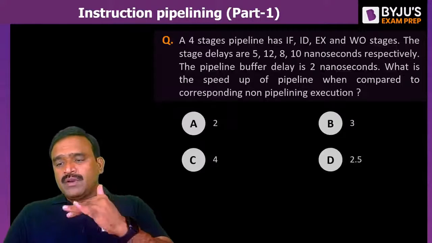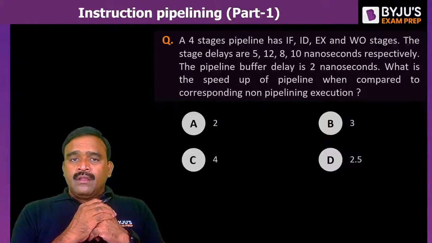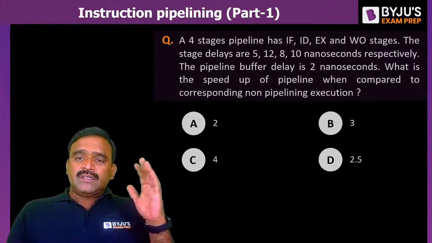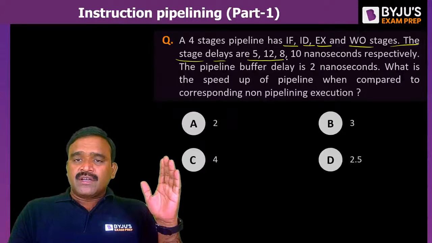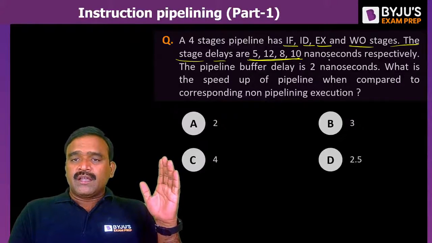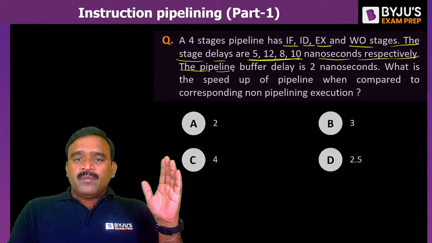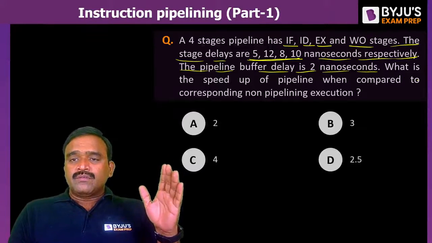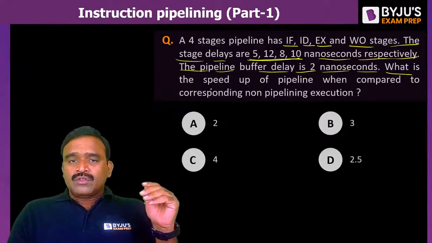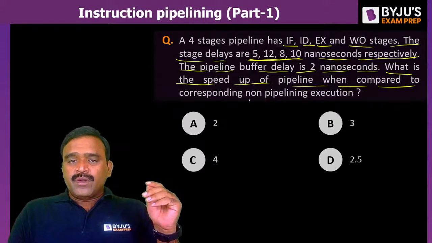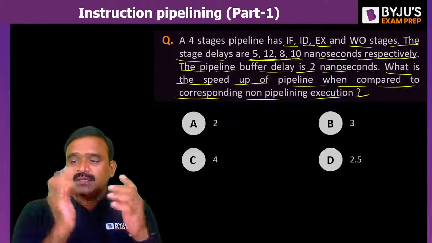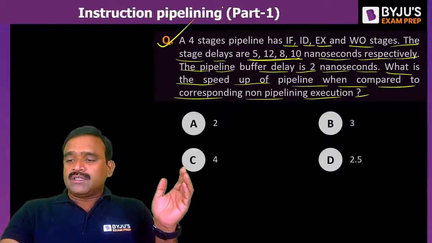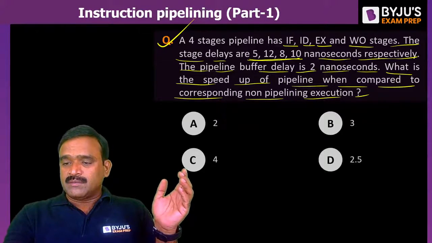Now, can anybody tell me what is the answer for this question? A 4-stage pipeline has stages instruction fetch, instruction decode, execute, and write operand. The stage delays for different stages are different: 5, 12, 8, and 10 nanoseconds respectively. The pipeline buffer delay is 2 nanoseconds, which is not required for non-pipelining. So what is the speed up of the pipeline when compared to the corresponding non-pipeline execution? Please tell me the answer. I am expecting this answer from every one of you after explaining these concepts.